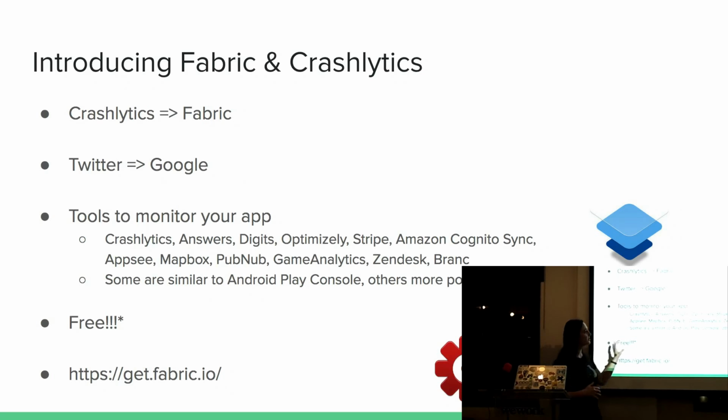So there's a whole bunch of tools as part of the Fabric package, including Crashlytics, Answers, and a whole bunch of other different things that you can use to monitor and integrate with your app. Some of them are very similar to the Android Play console, ANR report or other different things. But some of them are a bit more powerful, which is really cool. And they're free, with that little asterisk of, do check the T's and C's to make sure your app is suitable to work with them. Pretty easy to get started, just go to getfabric.io.